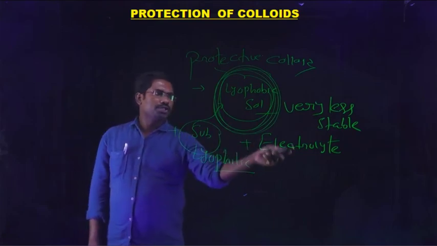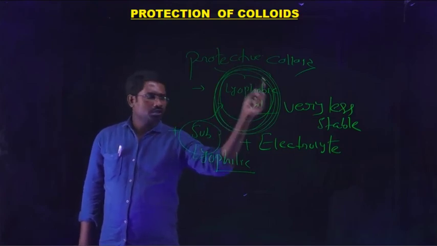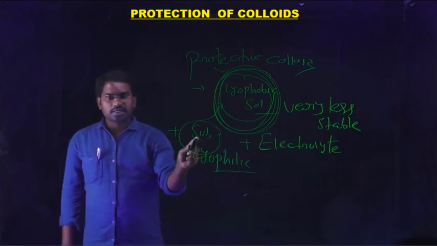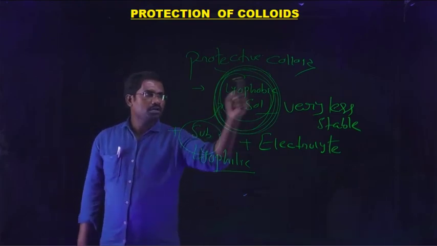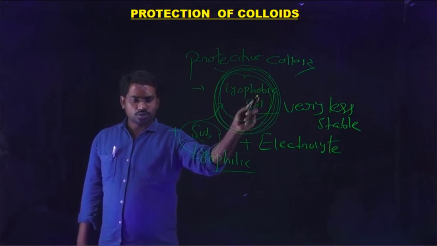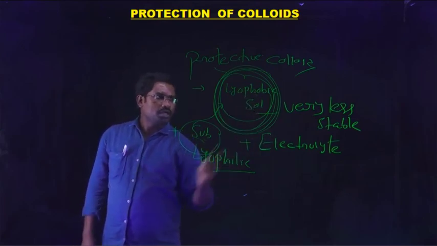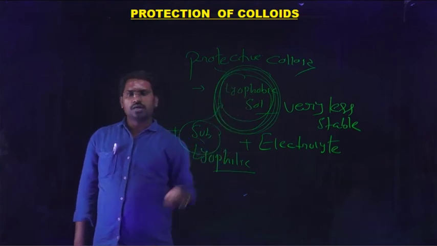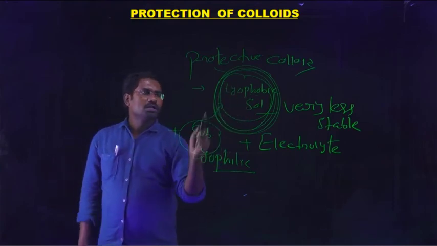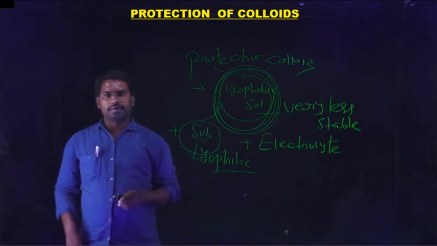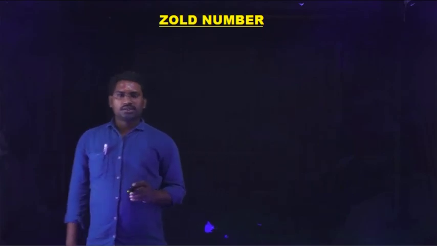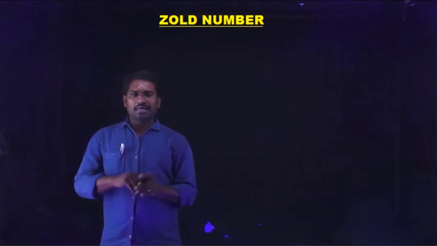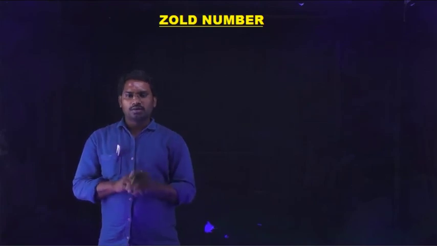To stop the coagulation between the less stable colloidal solution and electrolyte, we are adding another extra stable colloidal solution. This extra stable colloidal solution forms a layer around the least stable colloidal solution, and then it stops the coagulation between the least stable colloidal solution and electrolyte. So this is known as the protective colloid. Gold number. What is meant by gold number? The protectiveness of the given colloid can be measured in the units of gold number. Gold number is the unit of protectiveness of the given colloidal solution.